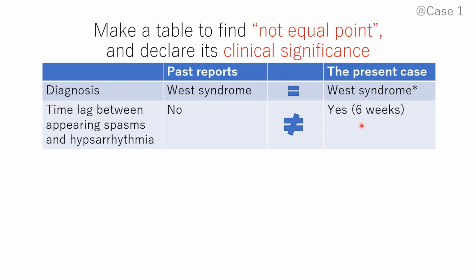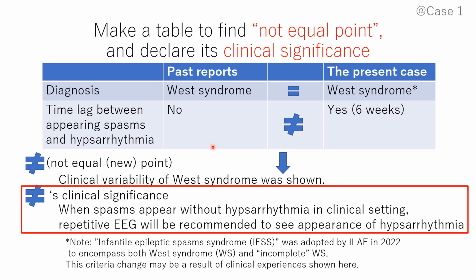Six weeks. Usually, these two, spasms and hypsarrhythmia, appear almost at the same time. So we can see some difference here. So the not-equal point, clinical variability of West syndrome, was shown. And its clinical significance is that when spasms appear without hypsarrhythmia in a clinical setting, repetitive EEG will be recommended to see the appearance of hypsarrhythmia.